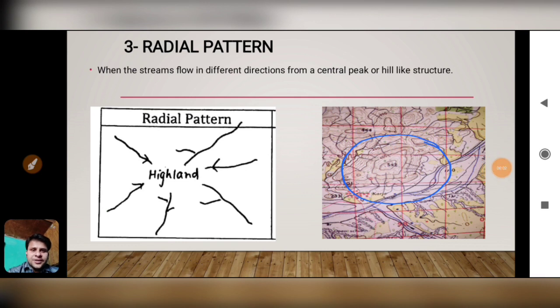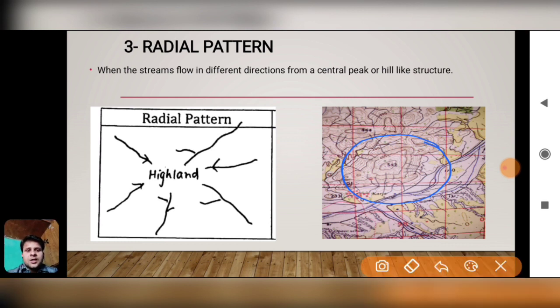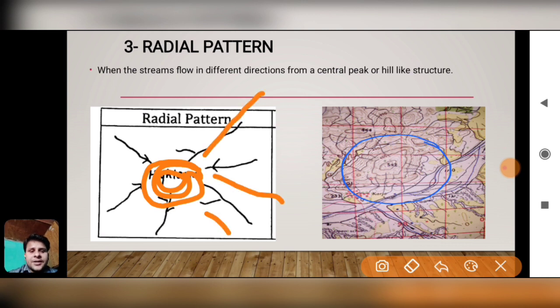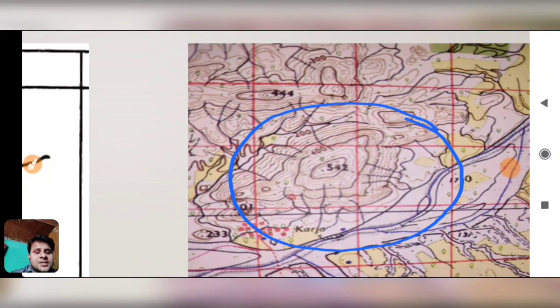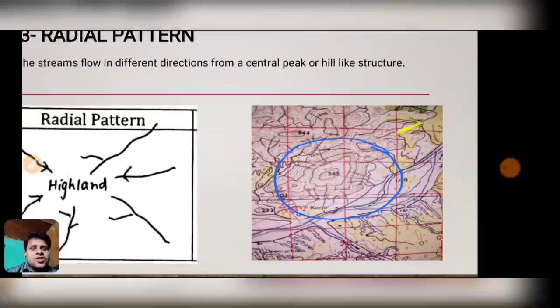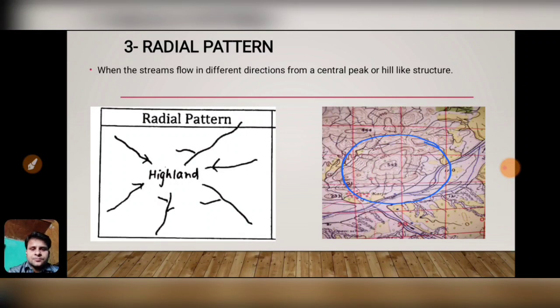Next drainage pattern is the radial drainage pattern. When the streams flow in different directions from a central peak or hill structure, this type of pattern is found. See, this is the highland. Highland means the contour lines are marked in the topo sheet, and from this central peak the streams are moving in many directions like this. When you see the topo sheet, in the middle there are many contour lines representing an elevated landform, and from that landform the streams are moving in all parts. This type of pattern is known as the radial pattern.